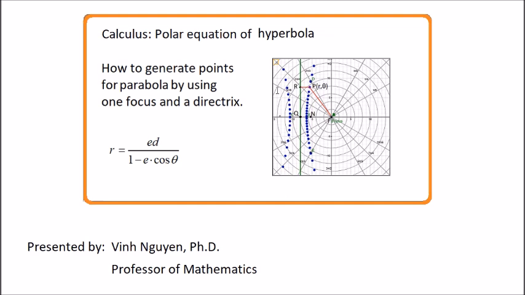In this video, we will use one focus and a vertical directrix. So this is the vertical directrix to generate the points for this hyperbola. So instead of using two foci, we will use one focus and one directrix to generate the points for the hyperbola. And then I will also show that the polar equation for this hyperbola is r equal to eg divided by 1 minus e times cosine of theta.